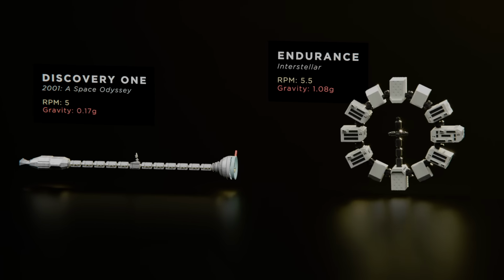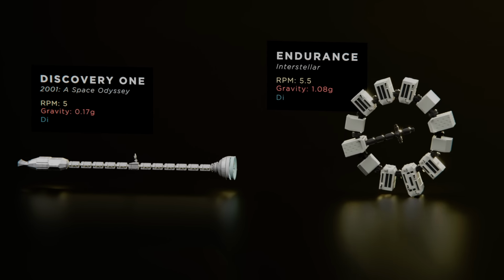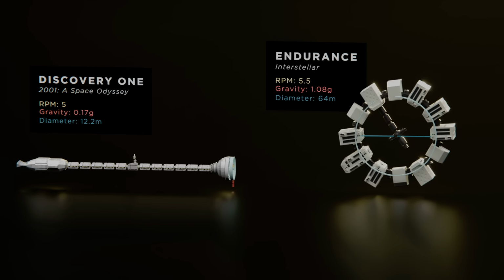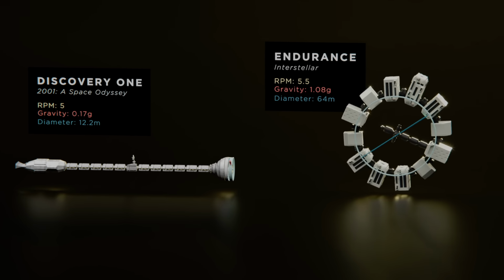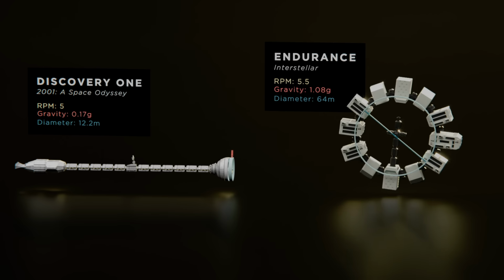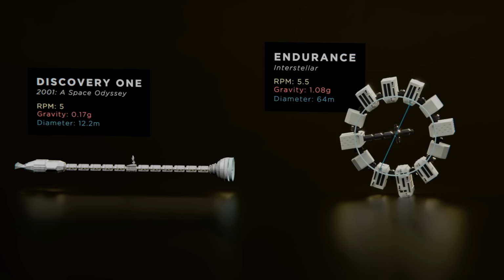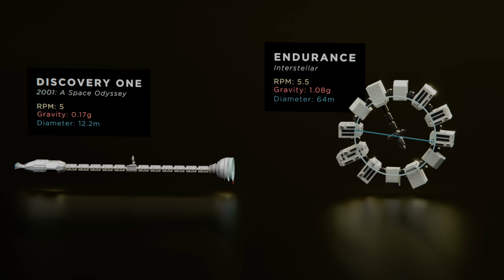But it produces more gravity than the Discovery with nearly the same RPM because it has a larger diameter. When you increase the diameter, it slows down the spin rate needed to make the same amount of gravity. That's the third variable. Math uses radius, but I'm going to be using diameter because I think that makes more sense for people.